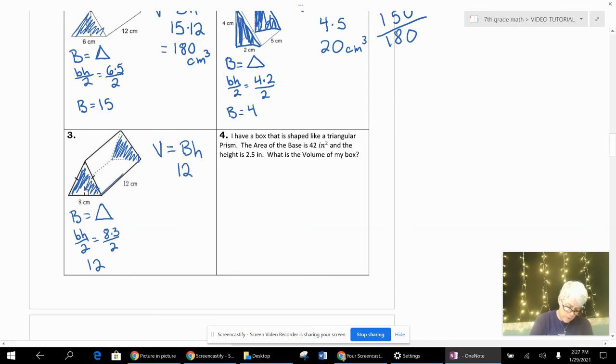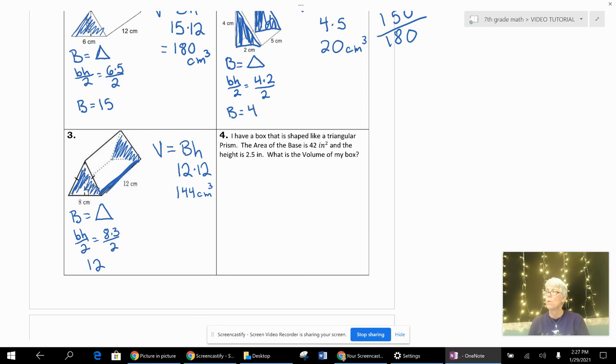And the height, if you remember, is the line that connects the two bases. So the height is this 12. So we have 12 times 12, which is 144 centimeters cubed. Are you having fun yet? I bet you are. Let's go to the next one.